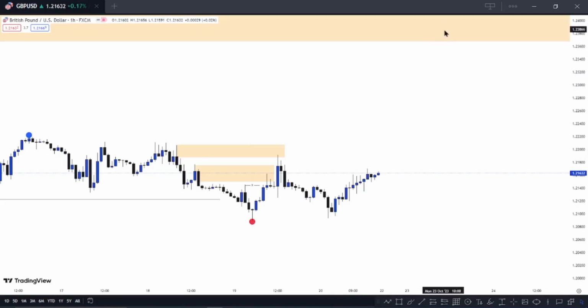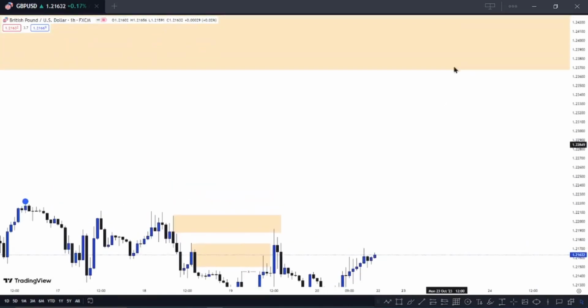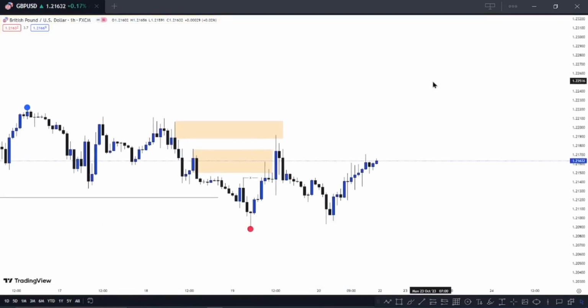Do you understand what I'm saying? Now, if it goes up to take out this internal structure high here, once this high is taken out, we begin to look for opportunity to go long, to take price to this daily time frame decisional OB. Okay, I want you to understand that very, very well.